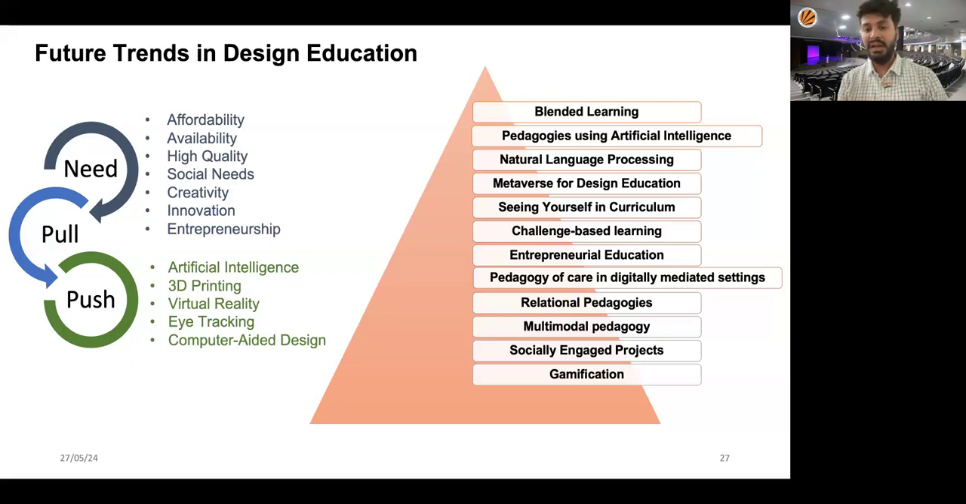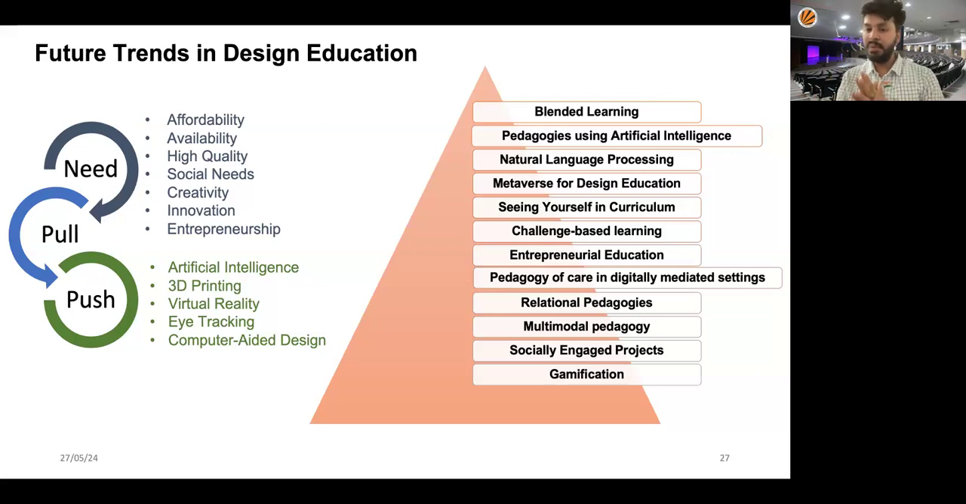Then availability. It's not just about making a product globally; it should also be available at the particular place where the product is actually required. Availability is one of the major things. Please make a product which can be available in every scenario. Then high quality: we can't compromise on quality. Whatever you are designing, your quality should be good instead of compromising on cost and price.